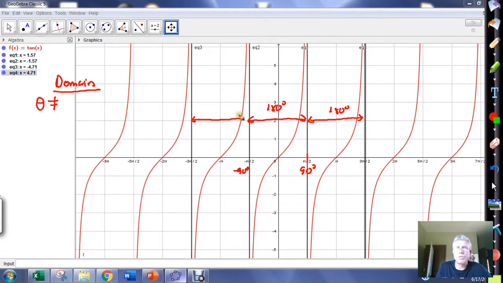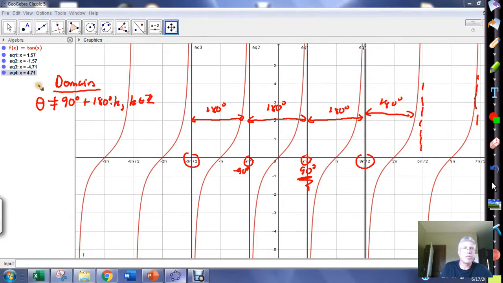These vertical asymptotes are always 180 degrees apart, and the inputs associated with each vertical asymptote, the x equals equations, those are what we can't use. So it's really going to be, we can't use 90 degrees plus 180 degrees times k, where k is any integer. You add any integer multiple of 180 to 90 degrees, you're going to wind up at one of the other vertical asymptotes. They're all separated by 180 degrees. So that's what theta can't be.